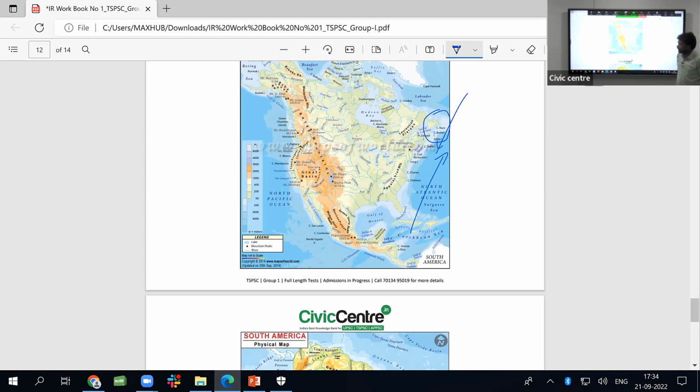Can you locate Mississippi? First, we'll see important rivers of North America. Mississippi. Missouri, which is a tributary of Mississippi. Rio Grande, on the border between Mexico and USA. So, United States of America. How many states are there? 50 states are there.